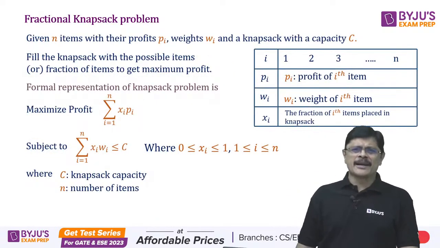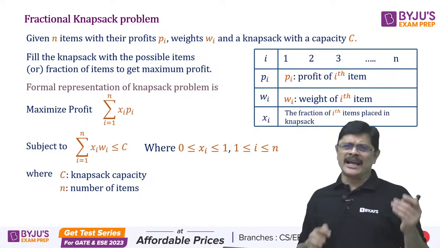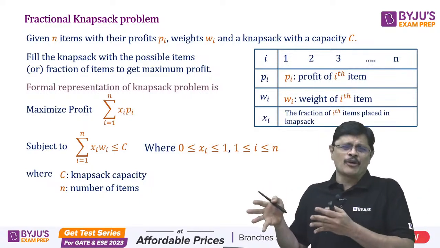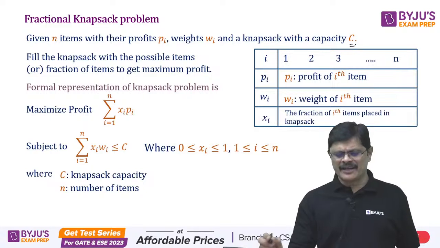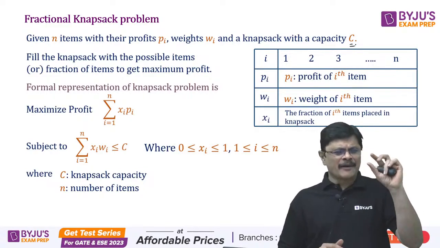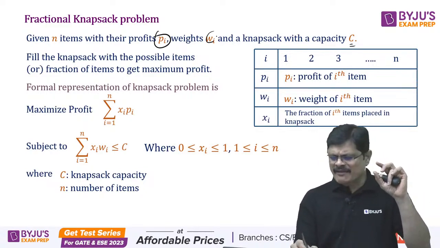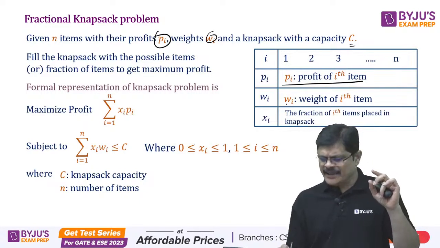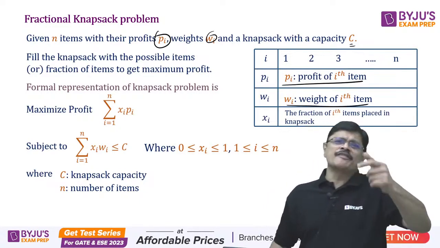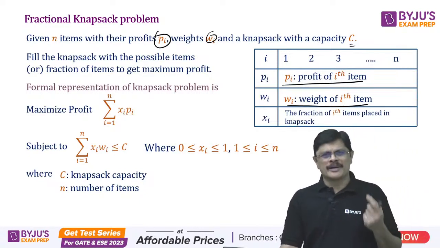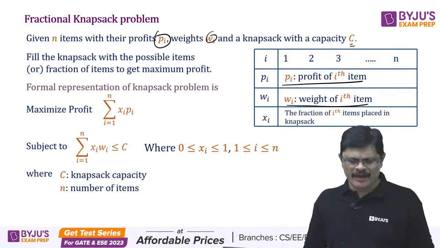In the fractional knapsack problem, same story as we did earlier. N items will be there and we have a bag, or a knapsack, of capacity C given, and each item has some profit associated with it and some weight. So the profit of the ith item and the weight of the ith item are there, and how much fraction of that item you want to keep in your bag you are going to consider, my dear friends.